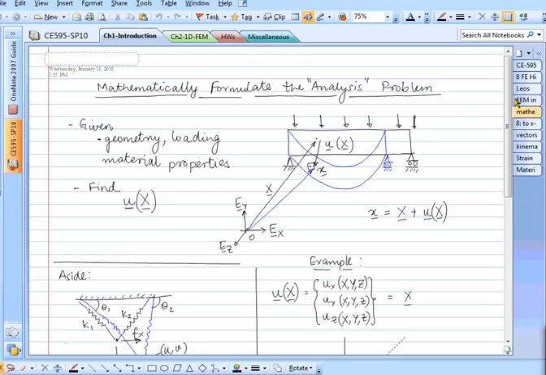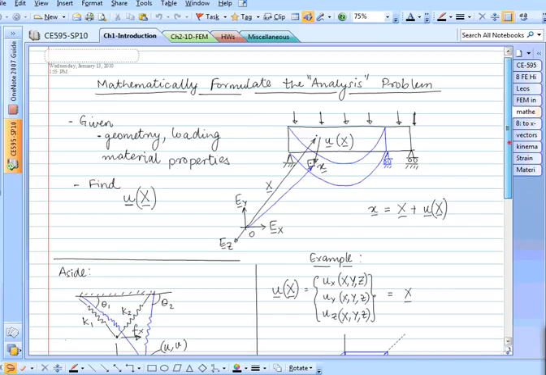What we were talking about last time was being able to formulate this analysis problem in a more mathematical way. And we were talking about how, if you have a structure given geometry, loading, and all the material properties, the job of analysis is to try to find out the displacement field. The displacement field as a function of x, where x can be any point in the domain, right?